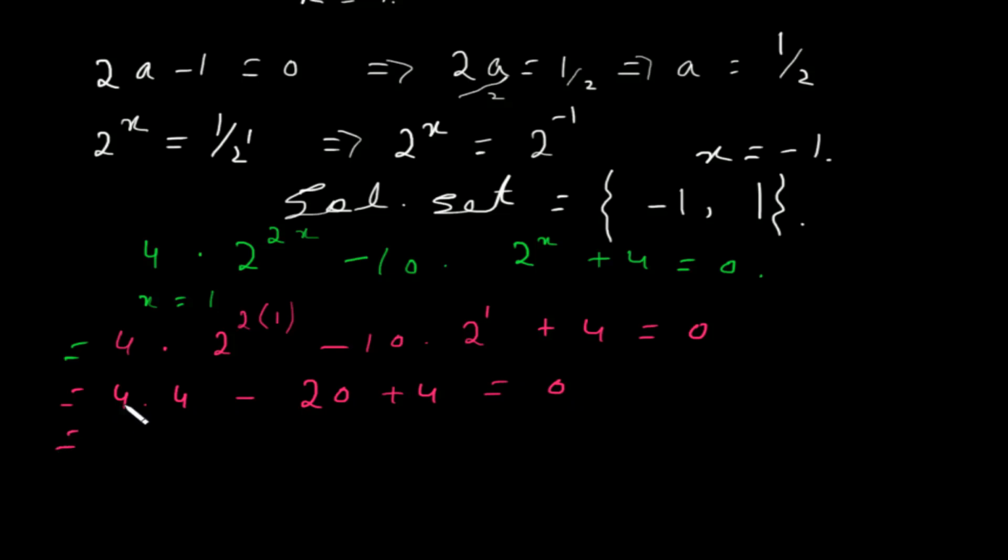So 4 into 4 will give us 16, minus 20, plus 4 is equal to 0. So 16 minus 20 is giving us minus 4, plus 4. So yes, this is also equal to 0. So yes, this is a valid solution.